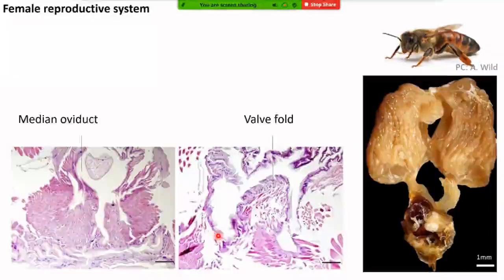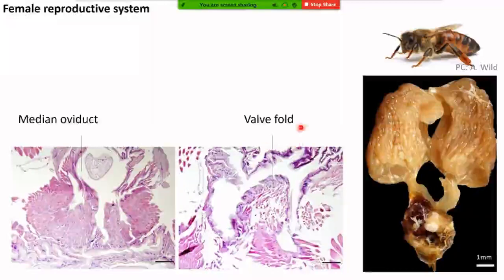Now, the lateral oviducts will come together to form a median oviduct, which is a highly muscularized structure through which the egg will pass into the bursa copulatrix and will be laid. Now, the cool thing about the median oviduct is that it has a specific structure called the valve fold, which is a muscular flap that is able to practically close up the median oviduct as the egg passes through.